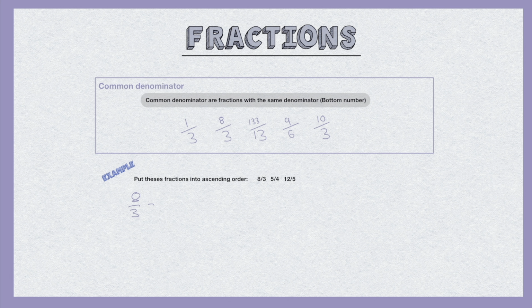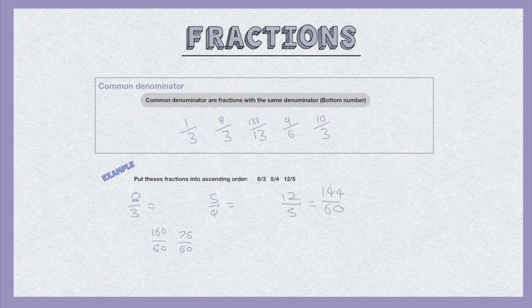So 8 over 3 can be written as something over 60. 3 times 20 equals 60, so 8 times 20 equals 160. Now let's do the same with 5 over 4 equals something over 60. 15 times 4 equals 60, so 5 times 15 equals 75. Now for the last one, we can do 12 over 5 equals something over 60, and 12 times 5 equals 60. So 12 times 12 equals 144. So now we can write these fractions.